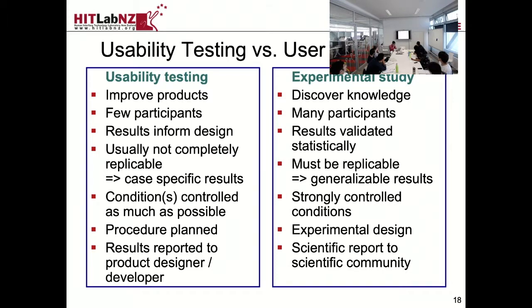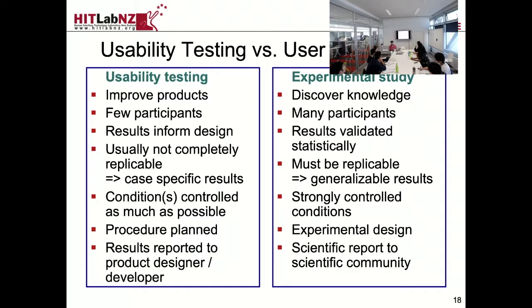So this is the table. What is the actual difference between usability testing and the experimental study? Let's see the study size first. We want to discover knowledge, and so it requires many participants. The interesting thing is that when you're doing usability testing, depending on the situation, basically you may not need a large number of participants. Somehow 5 experts will be enough.